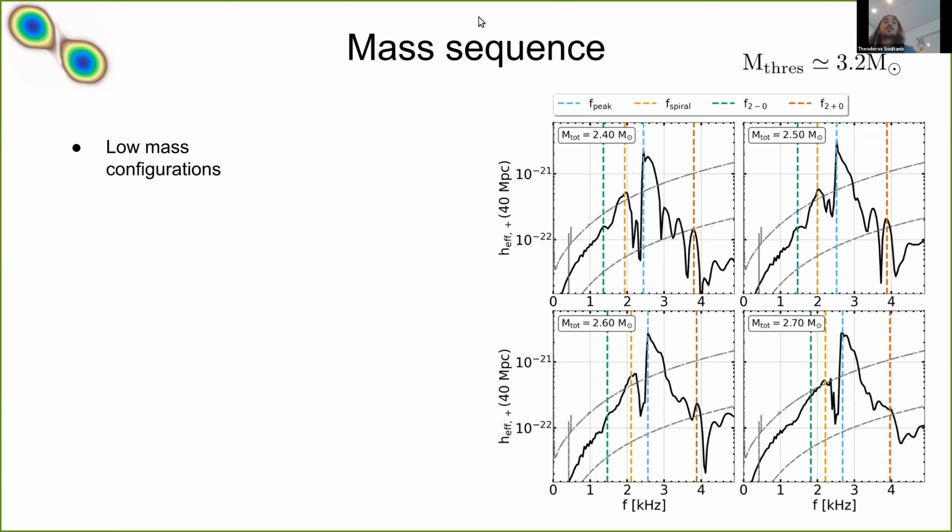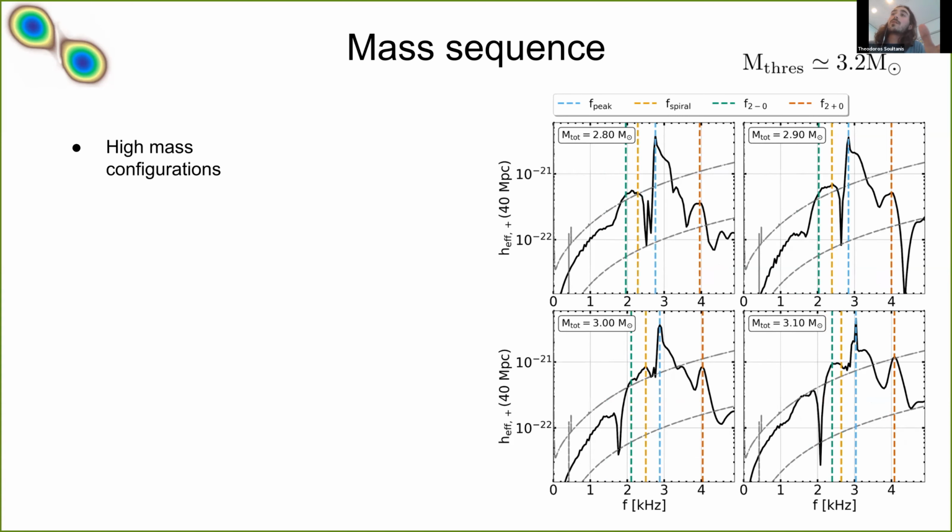What I show here are the low mass configurations of such a mass sequence, and the spectra, of course. There is a lot of information here, but because I don't have enough time, I just want to mention this. What we see is that in the low mass configurations, the F-spiral peak, which is the yellow dashed line, is always the dominant secondary component.